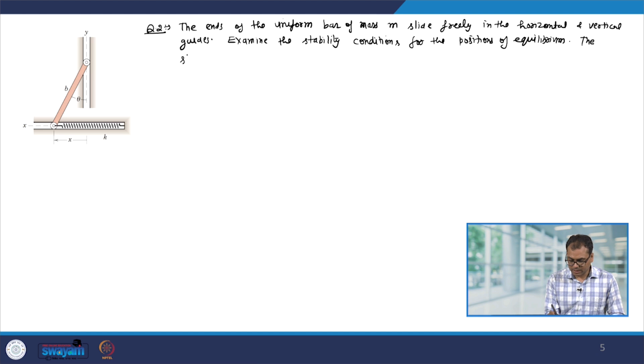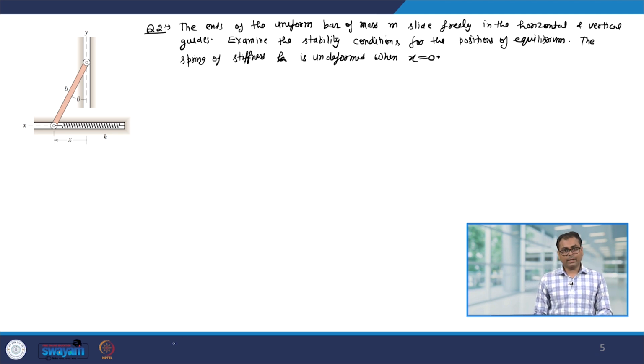and it is given that the spring of stiffness K is undeformed when x is equal to 0. So, you can imagine this assembly. When this bar is going to move down, in that case this spring is going to stretch. So, this spring is preventing the bar from coming down, therefore, it can be in equilibrium, and we are going to examine what are the conditions on the equilibrium.